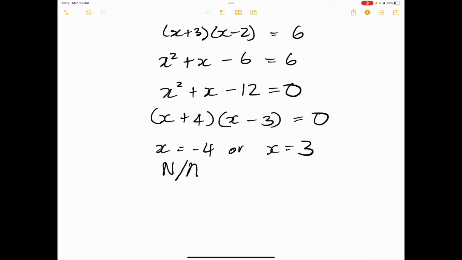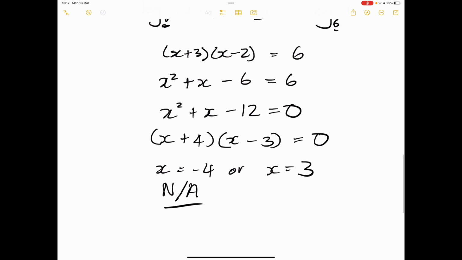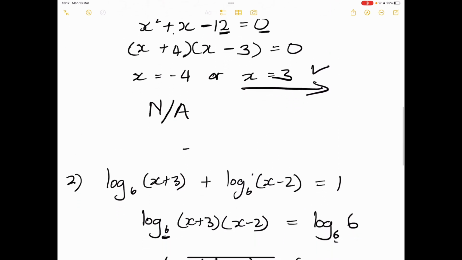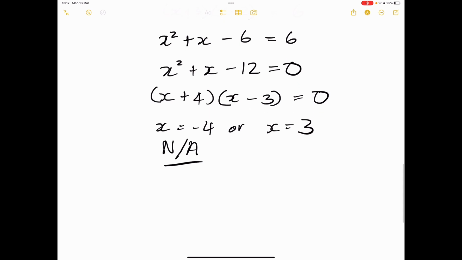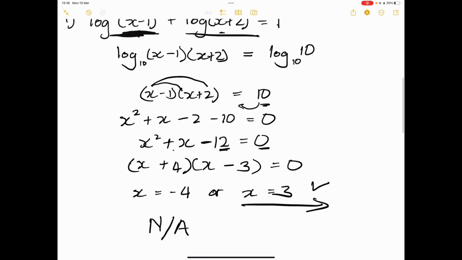And by the way, it doesn't mean that every time you've got a negative answer, it would not be applicable. You must just go and test it into your solution. Right, and x is equal to 3. If I substitute 3 there, that will be 3 plus 3, which is 6, and 3 minus 2, which is 1. So in that case, it would be applicable. So this would be a solution. Right, so swiftly moving along to the next one.